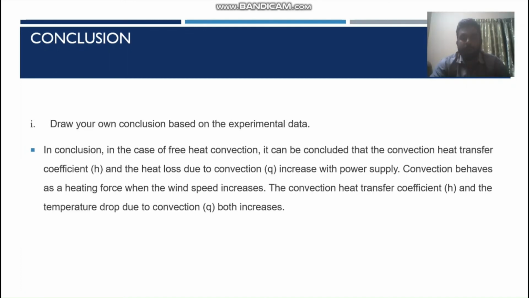Now let's take a look at the conclusion. First question is, draw your own conclusion based on the experimental data. In conclusion, in the case of free convection, it can be concluded that the convection heat transfer coefficient H and the heat loss due to convection increase with power supply. Convection behaves as a heating force when the wind speed increases. The convection heat transfer coefficient H and the heat loss in forced convection both increase.